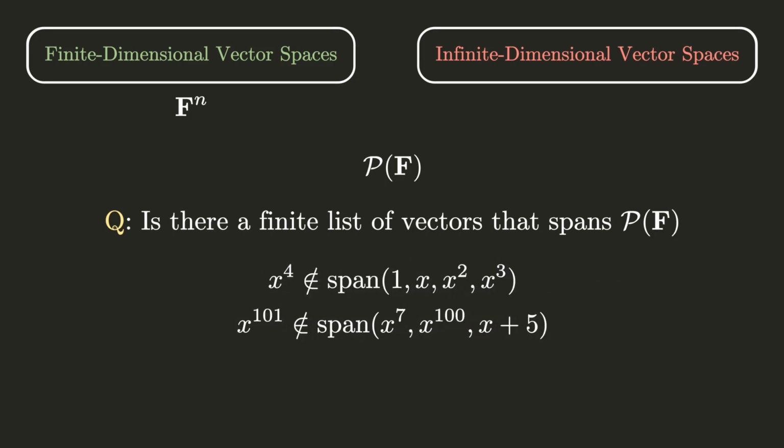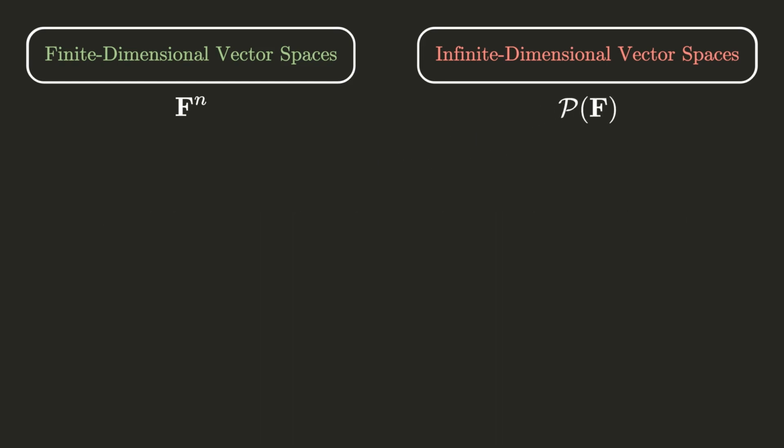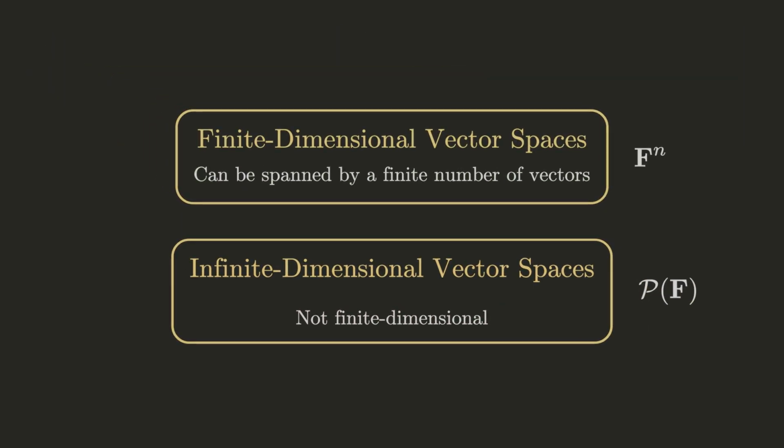So whichever list of vectors we choose, we can always find a vector outside its span, provided the list is finite. And that is why a finite list of vectors cannot span P of F. And therefore, P of F is an infinite dimensional space. So that's it, finite and infinite dimensions.